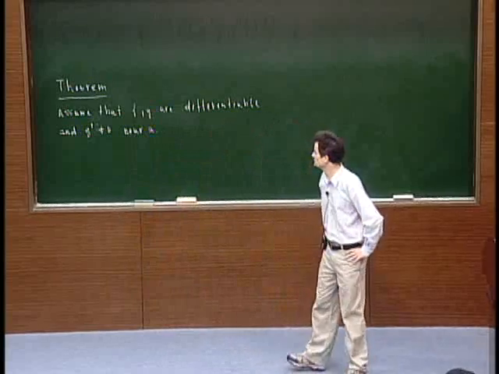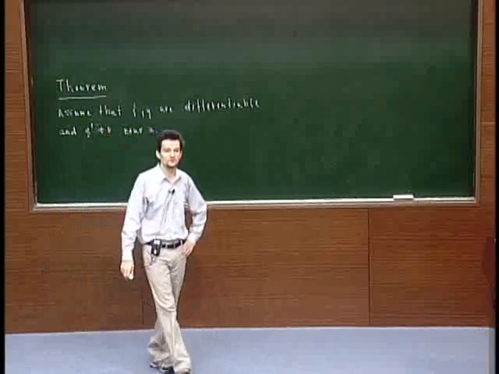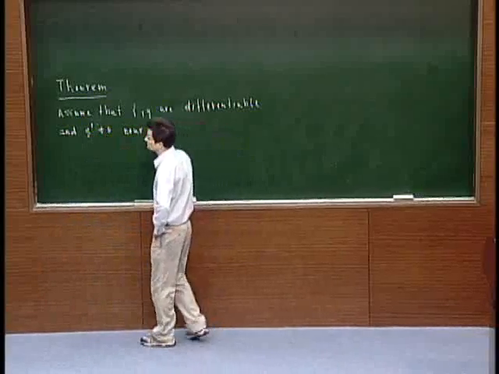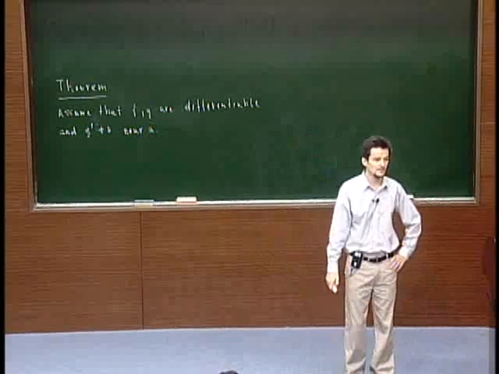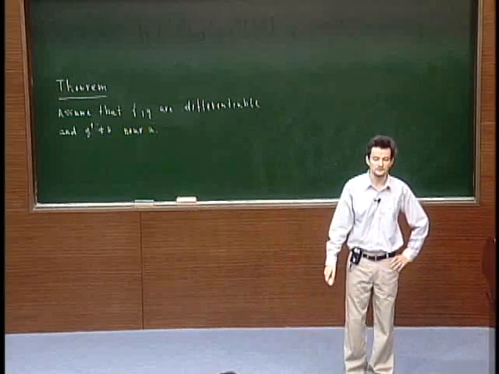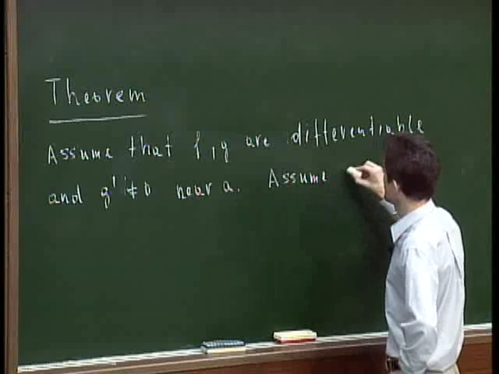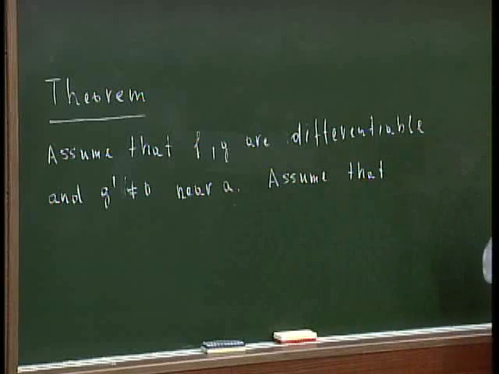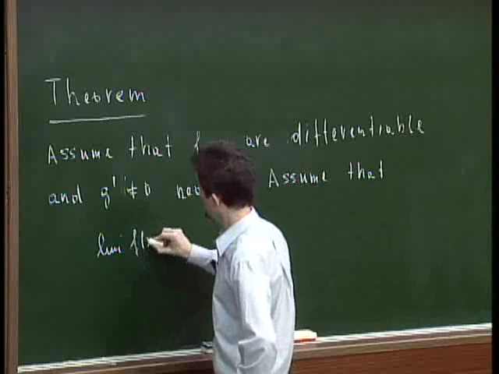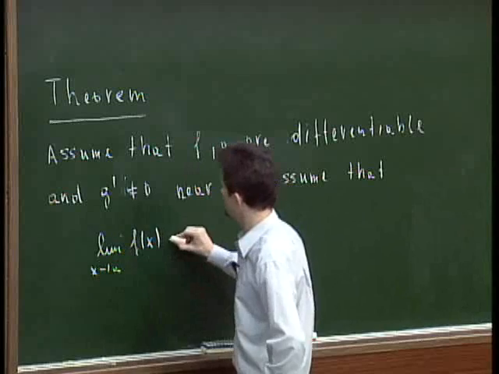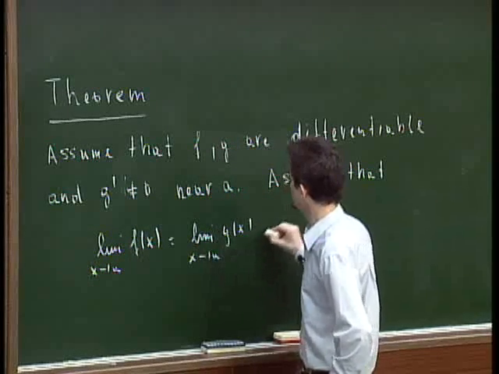Assume we have given two functions, f and g, which are differentiable. The derivative of g is not equal to 0 near A, but it's not necessary that f and g and the derivative of g are defined at A, so this is not really necessary for the result. Furthermore, assume that either the limit of f of x as x tends to A is equal to the limit of g of x as x tends to A is equal to 0.